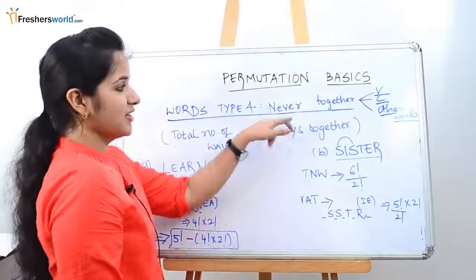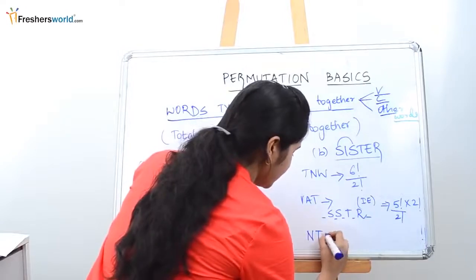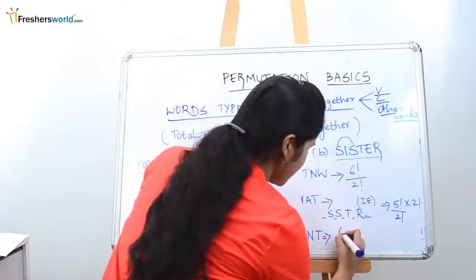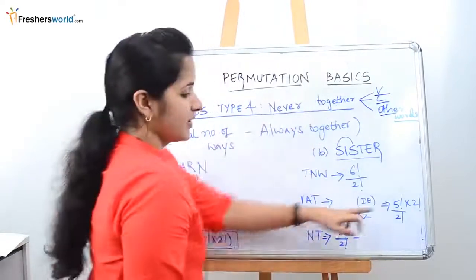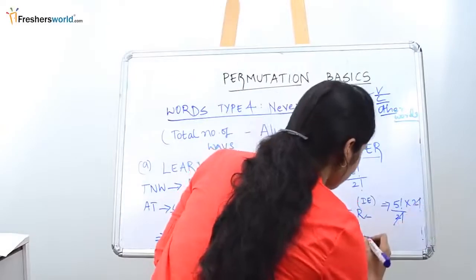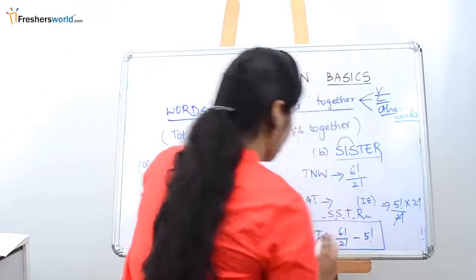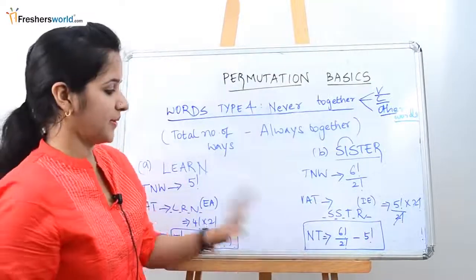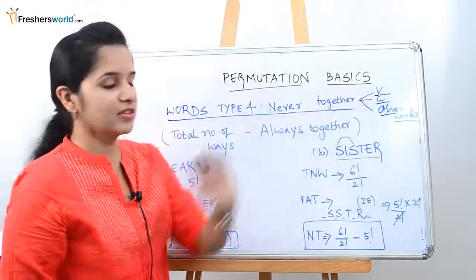So what is the question? They are asking never together. So the answer for never together is the total number of ways, which is nothing but 6 factorial by 2 factorial minus vowels always together, which is nothing but, you can cancel this, 5 factorial. So this is another concept. Similar types of sums will come with consonants or other words.